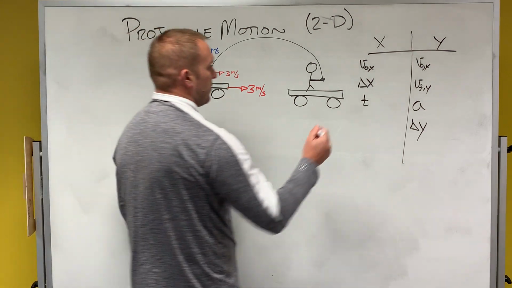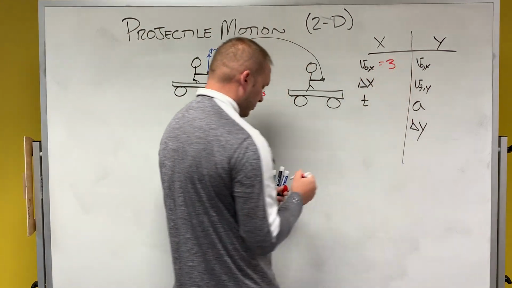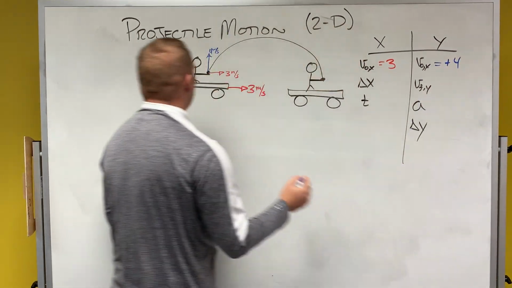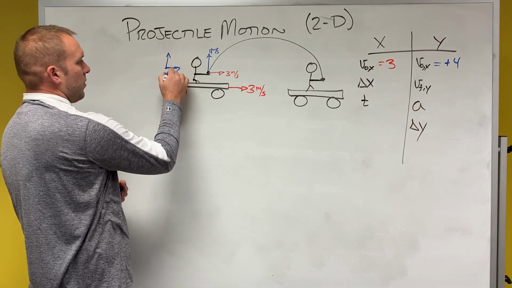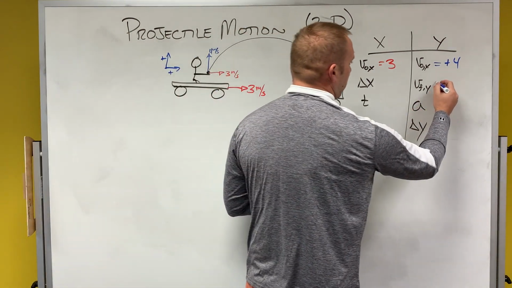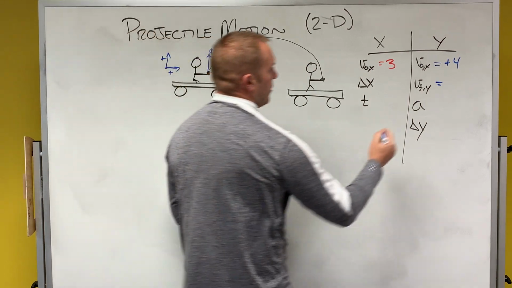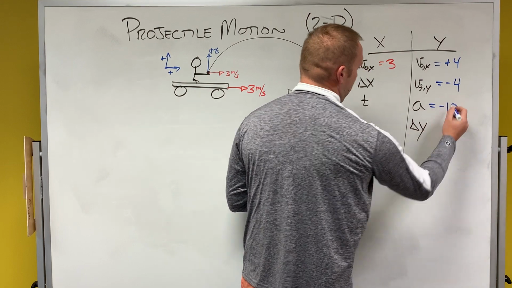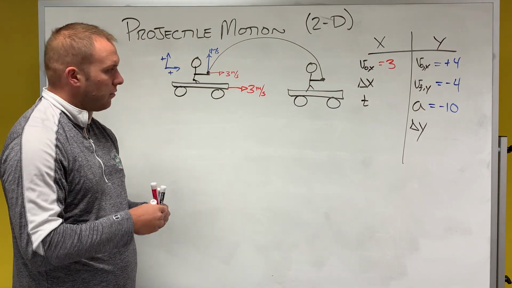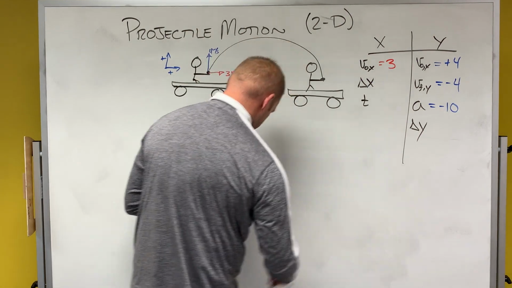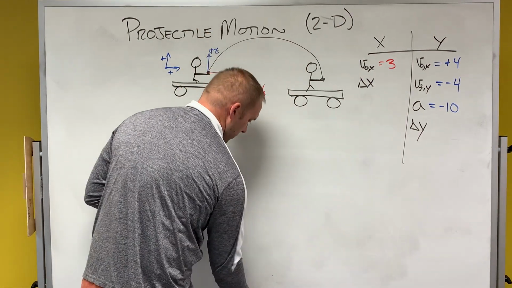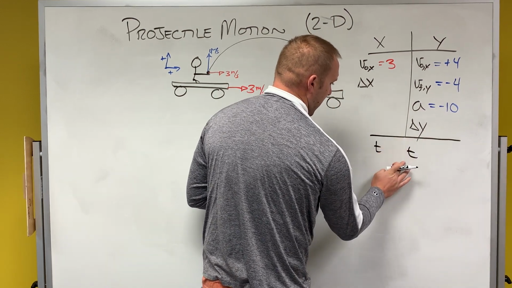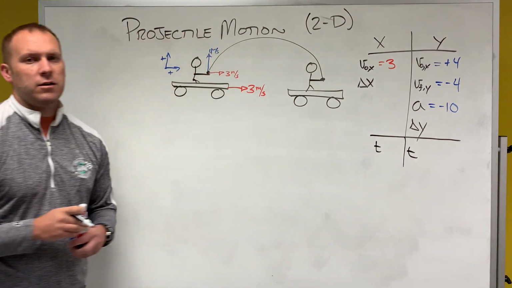What we know is that this is 3. We know that this is going to be positive 4. We're going to say up is the positive direction and to the right is the positive direction. So my final velocity, if I'm going to catch it at the same height, is going to be negative 4. My acceleration would be negative 10. And the other thing would be time, and time is the thing that we can have for both X and Y motion.